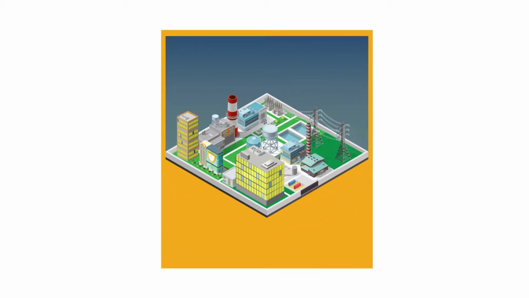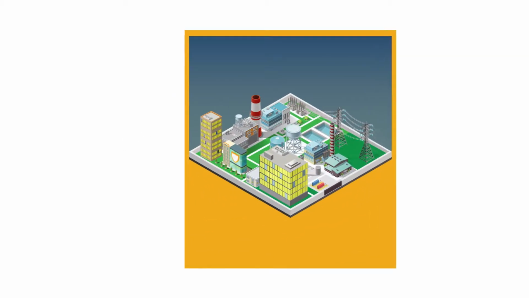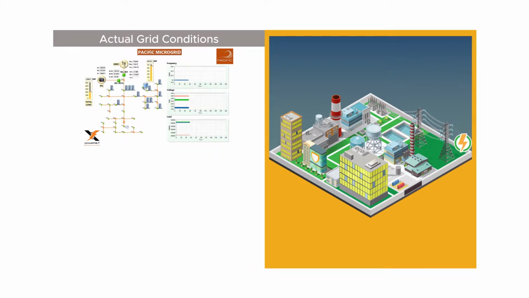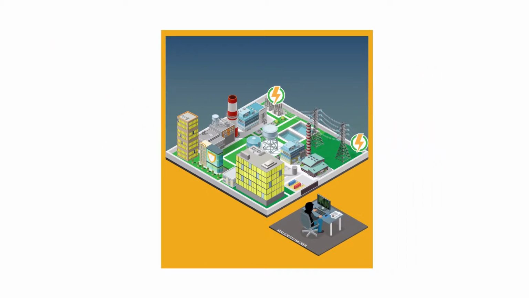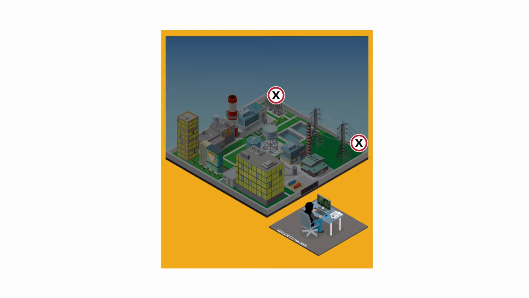Let's say we have a high-value strategic campus that's connected to the power grid, but operates its own microgrid with a generator. The campus is operating normally, but a malicious hacker wants to disrupt operations by cutting power to critical facilities. Take a look at what happens without Pacific cybersecurity measures.